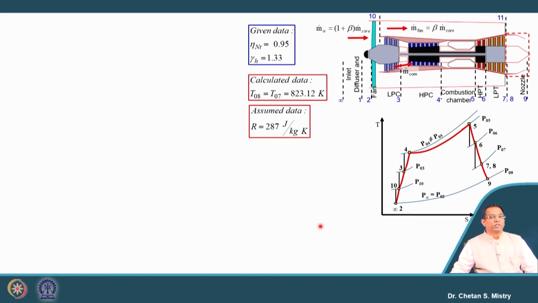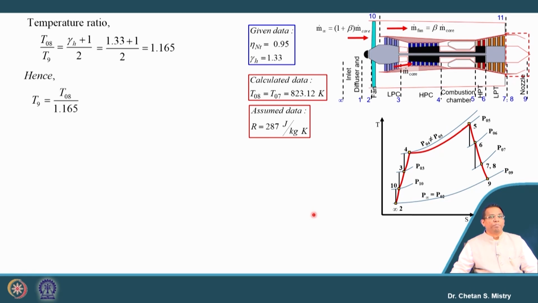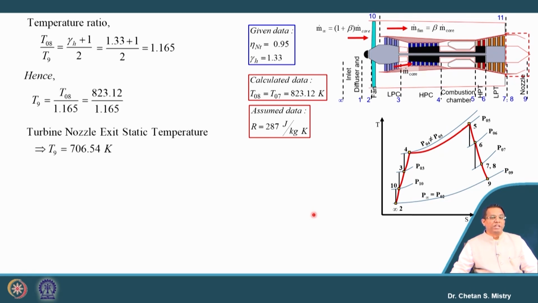Now, let us look at the next calculation. This next calculation is for the static exit temperature. This static exit temperature for the choked condition we are writing in terms of gamma plus 1 by 2. Based on that, we can calculate our exit temperature. This exit temperature is 706.54 Kelvin.